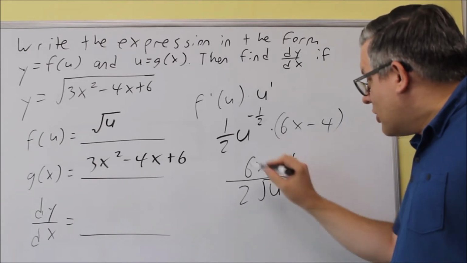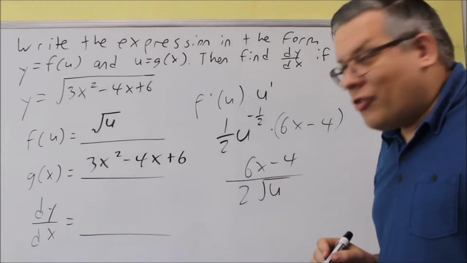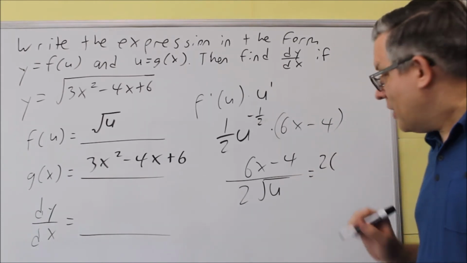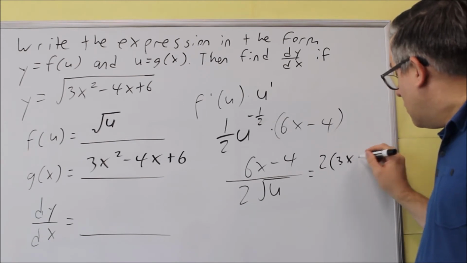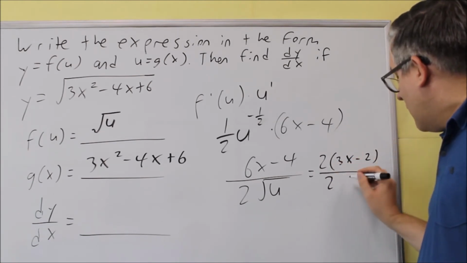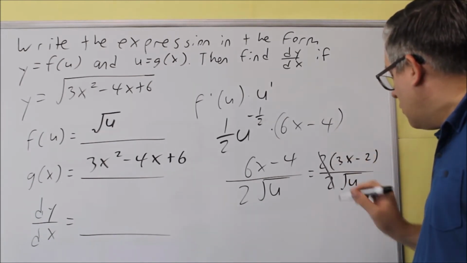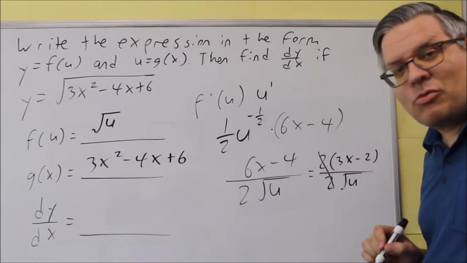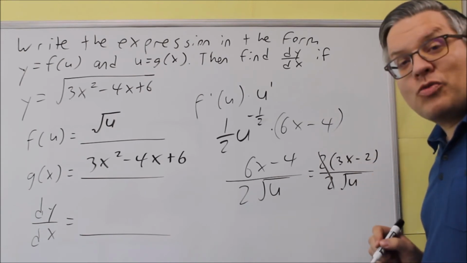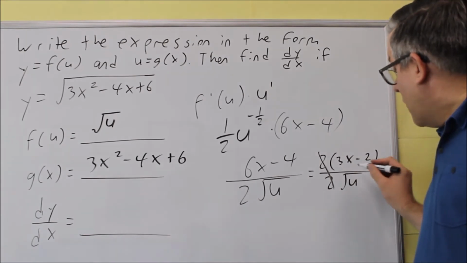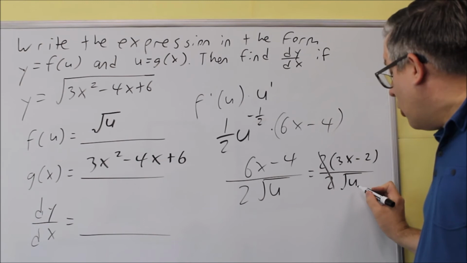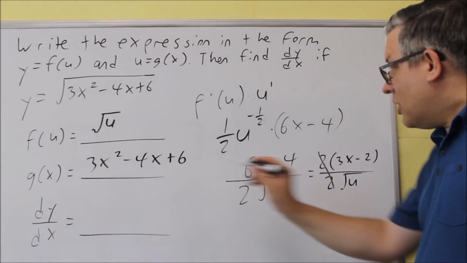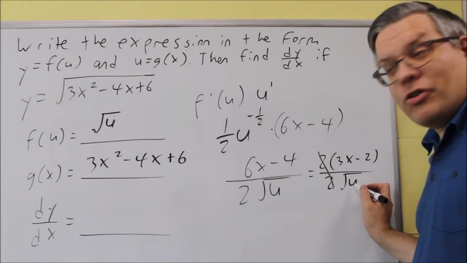Now we notice that this is actually something that we can factor, so we can pull out a 2 from there, and we get 3x minus 2. And that's going to cancel out with the 2 on the bottom like that. So sometimes it happens, sometimes it doesn't with these kind of problems, but in that case we could cancel that. Well, now we basically just have 3x minus 2 on top over the square root of u. When we write our answer, we're just going to put the expression back in for u.